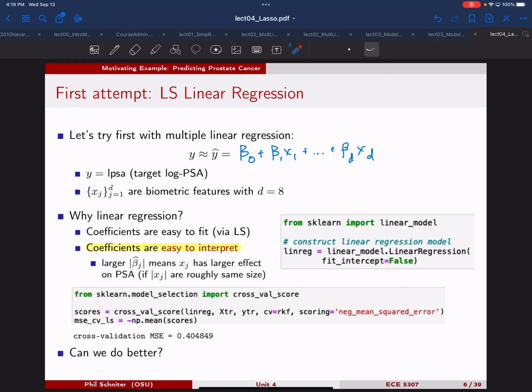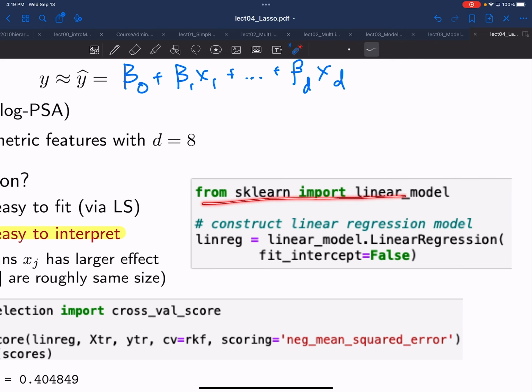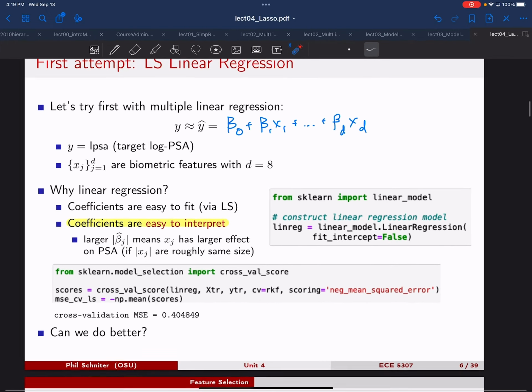So how do we do this? Well, we've seen this before. To do the fitting, we start out by importing from scikit-learn our linear model library, and then we instantiate our linear model, linear regression. I'll explain why: we're going to set the intercept coefficient to 0, for reasons that will become clear. And this gives us our linear regression object.